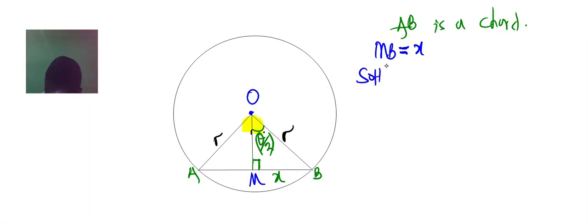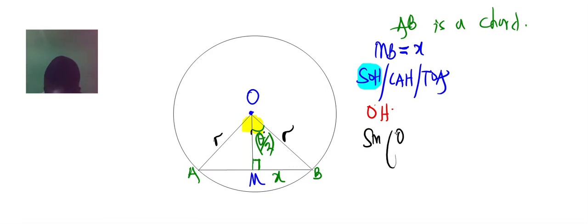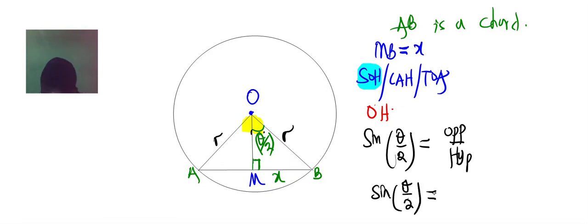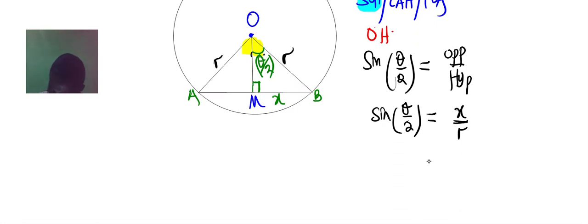Let's use the concept of SOHCAHTOA. We have information about the opposite, facing the given angle theta over 2. And we also have the hypotenuse, which is the radius. So sine of theta over 2 is opposite over hypotenuse. Sine of theta over 2, the opposite is x, the hypotenuse is r. If we decide to cross multiply at that point, on cross multiplication, x will be equal to r times sine of theta over 2.